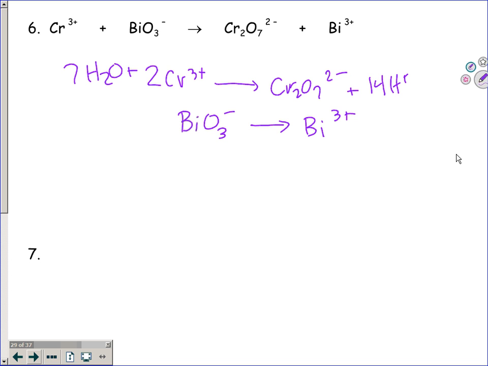What's my net charge over here? Which is a 6 or 3? 6 plus because there's 2 chromiums. And then over here, 12 plus. So I gotta get, where do I add my electrons?